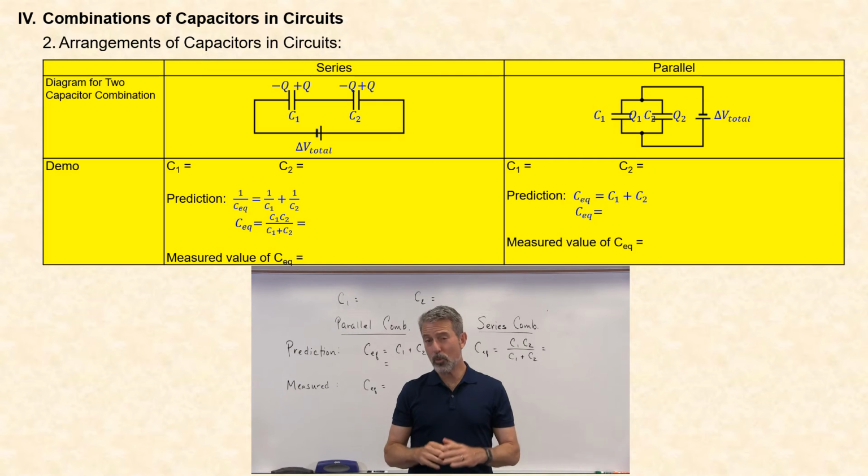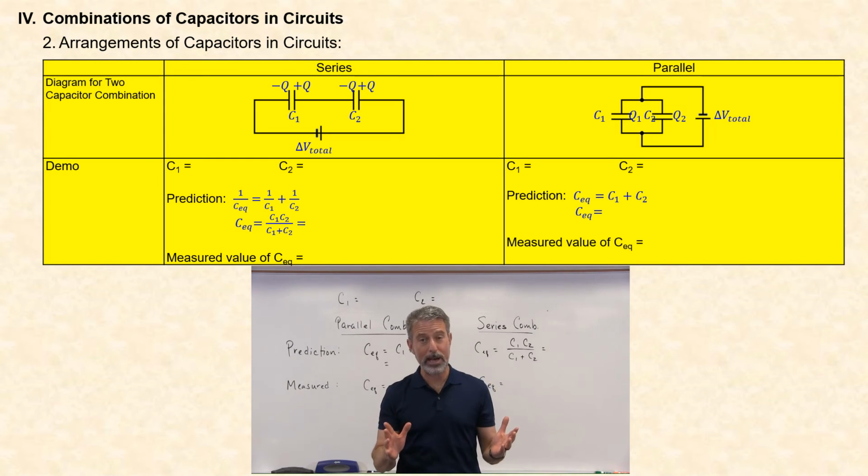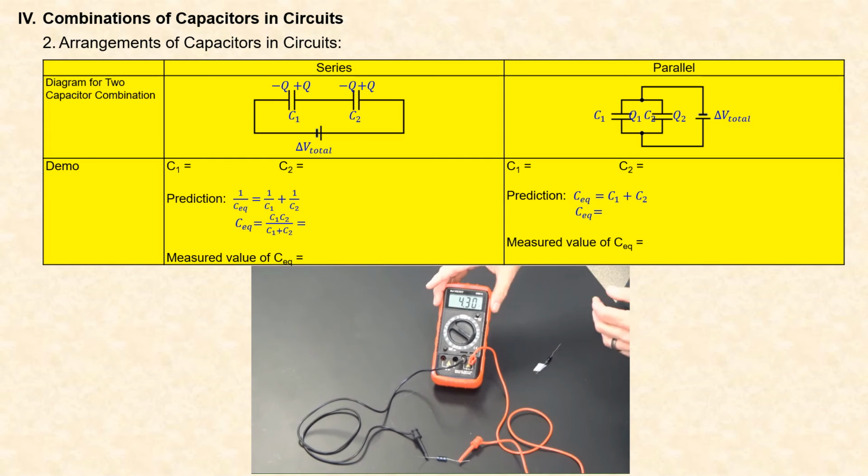In this demonstration, we are going to experimentally verify this concept of equivalent capacitance for both a series and parallel combination of capacitors. So we're going to start out here by experimentally determining the capacitance of the two capacitors we're going to use with our capacitance meter.